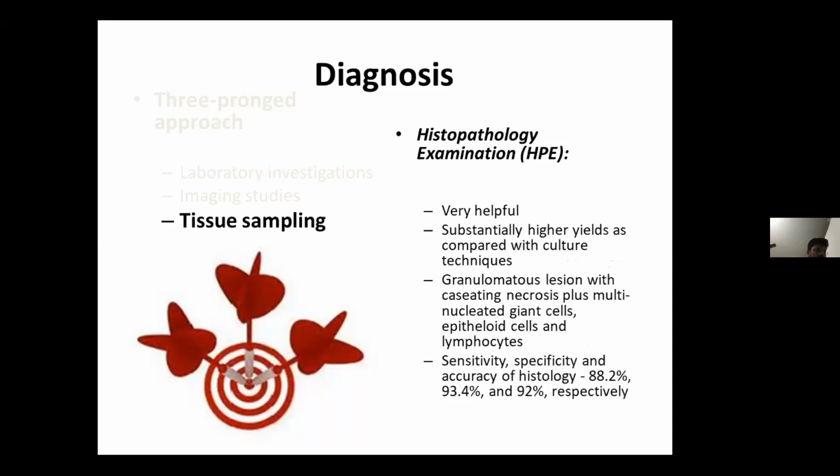And the third part of tissue sampling evaluation is histopathological examination. This is very helpful. So all the tissues should be sent for tissue culture also. As we discussed, tuberculosis is paucibacillary. A lot of times you may not get the culture positive, and histopathology has been shown to give a much higher yield as compared to the culture techniques.